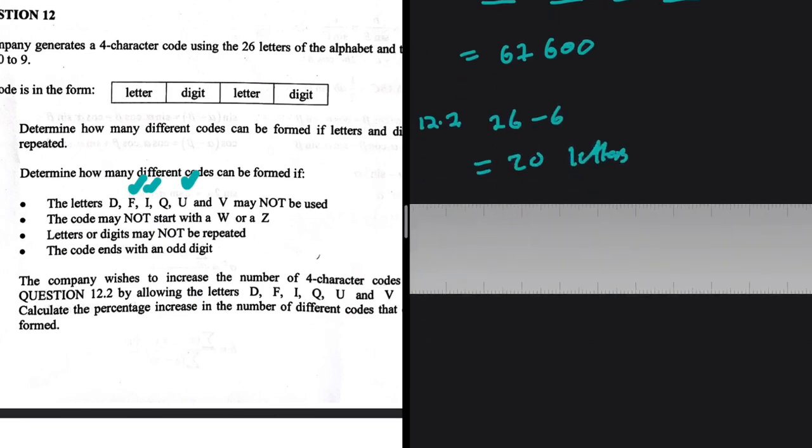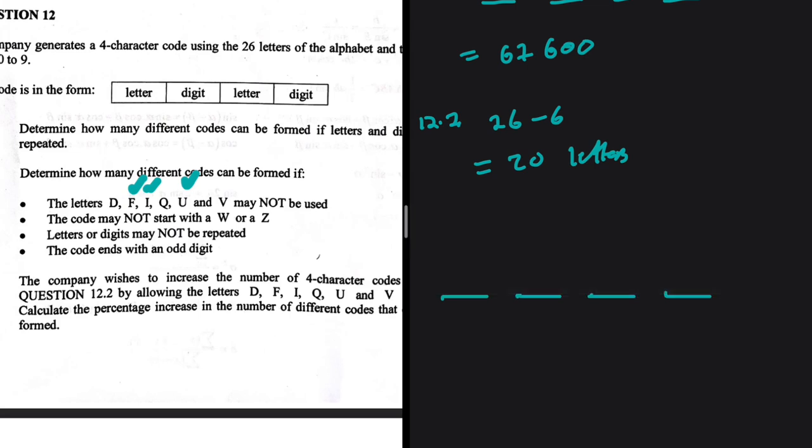Okay, so we have 1, 2, 3, 4 spots that we need to fill. So let's start with the spots that have conditions. The spots that have conditions are the first and the last, right? We have special conditions there. So the last spot, the code ends with an odd digit. So how many odd digits do we have?